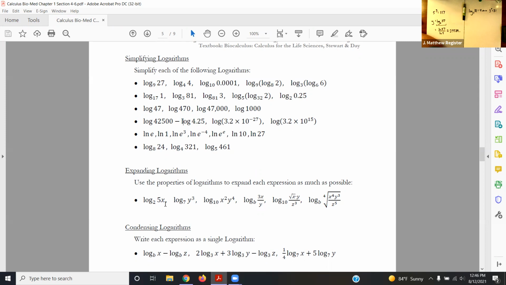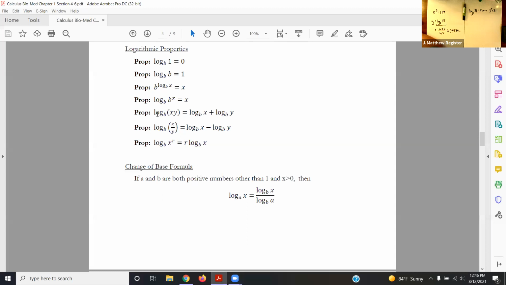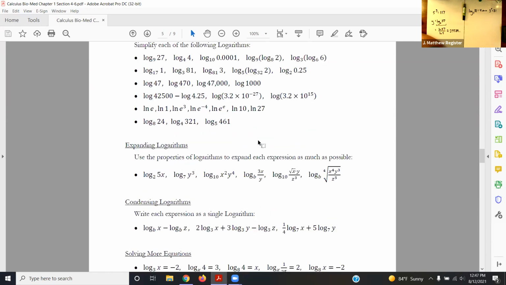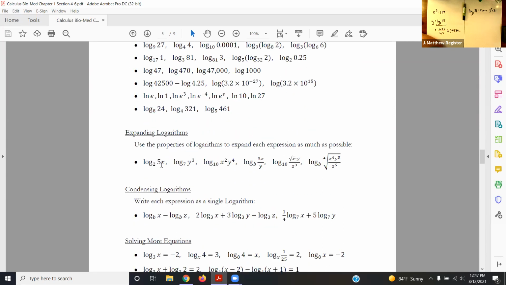Same with this, expanding. All you're doing when you're expanding logarithms is using these properties. So log base b of xy is log base b of x plus log base b of y. And so that means log base 2 of 5x is log base 2 of 5 plus log base 2 of x. Log base 7 of y cubed is the same as 3 log base 7 of y. Nothing fancy. This one is a little bit more complicated. You could bring the 1/4 down, then separate it all out into the sum of 3 different things, and then just bring those new exponents down.